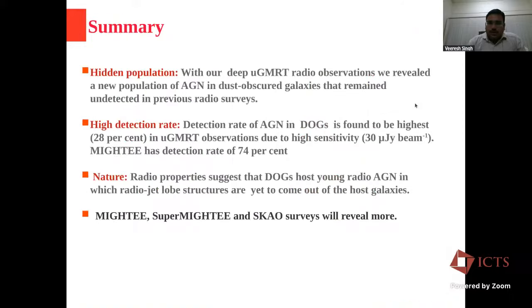So here is my summary. With the deep uGMRT and also VLA observations, we detect a hidden AGN population in dust obscured galaxies, and the detection rate is much higher compared with the previous shallow observations or X-ray observations. And once you look at the radio properties, these are likely to be young radio sources, where the jet is still embedded within the dusty environment. And we believe that given the higher sensitivity, MIT, Super MIT, and SKA surveys will reveal more. Thank you.